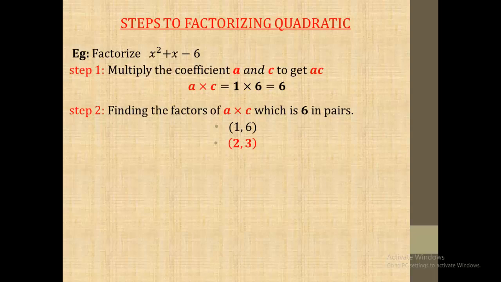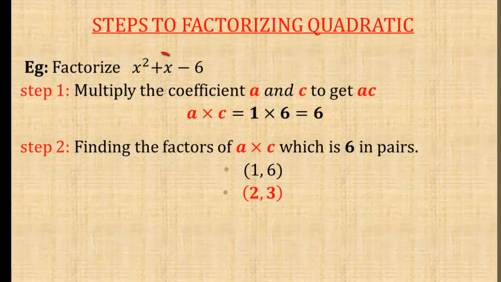Now, okay, so after finding all your possible factors, this is what you are going to do. We are going to add and subtract to see which one will give us the B. We are going to take the factors one by one. So if I should take the first one, 1 and 6, let's add. If I should add 1 and 6, I'm going to get 7.